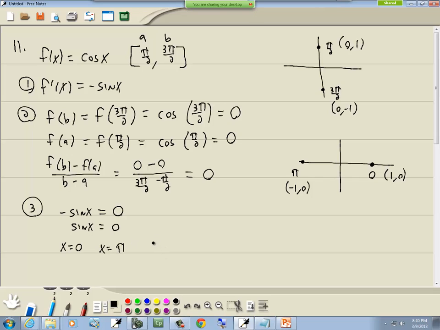Now I could keep on going actually. Go in this direction, 2 pi, 3 pi, and so forth. Go in this other direction, we'd have negative pi. But let's see where we're looking, between pi over 2 and 3 pi over 2. So from pi over 2 down here to 3 pi over 2, this is where we're looking. Well, the only one that falls in that range is x equals pi. So that's our answer.